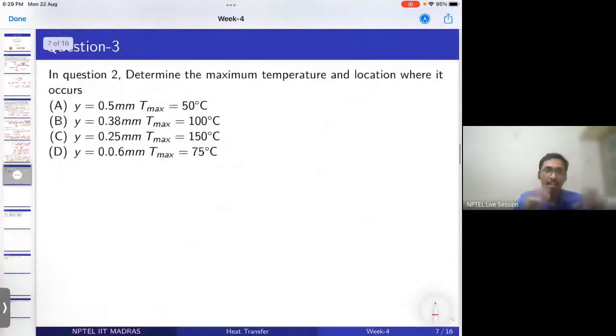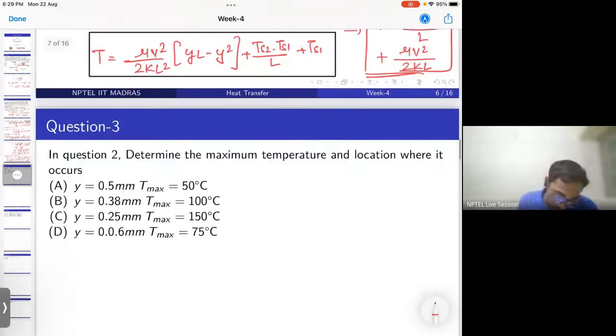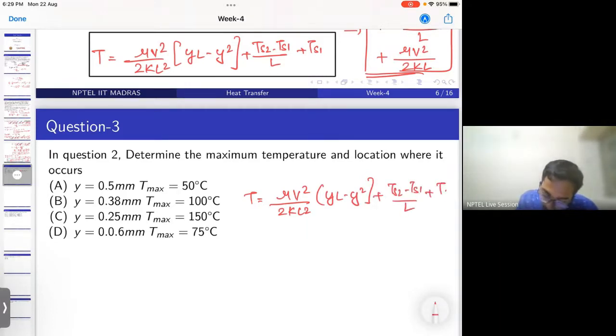Next, it's a continuation of the question. Now we are going to substitute these values. We need to find out what is the maximum temperature and the location where it is occurring. So we got the temperature profile. What is the temperature profile? T is equal to mu V square divided by 2kL square times (yL minus y square) plus (Ts2 minus Ts1) by L times y plus Ts1.